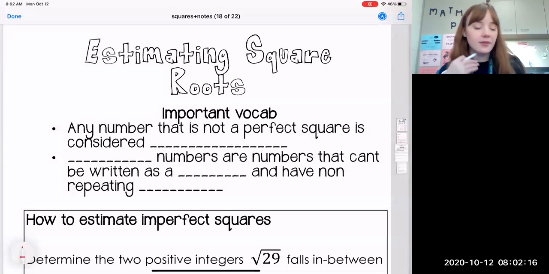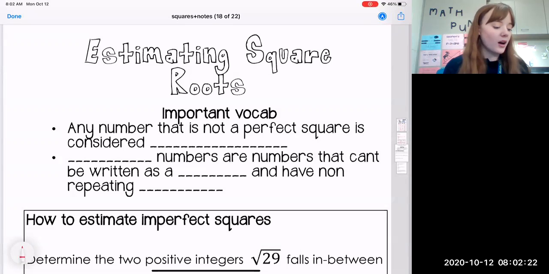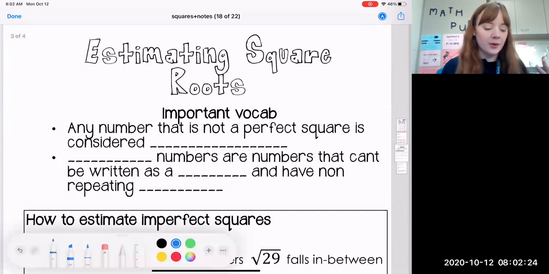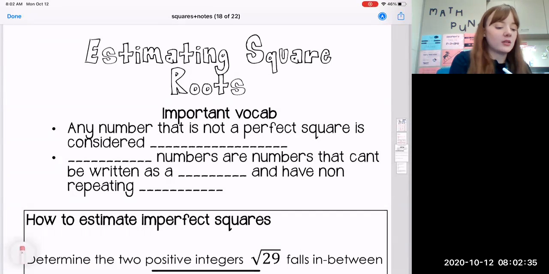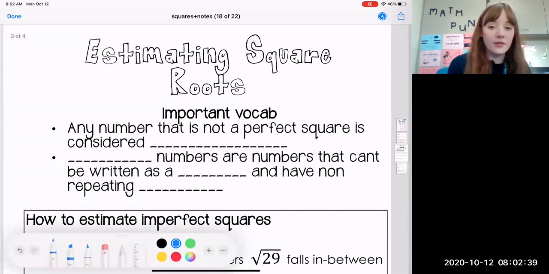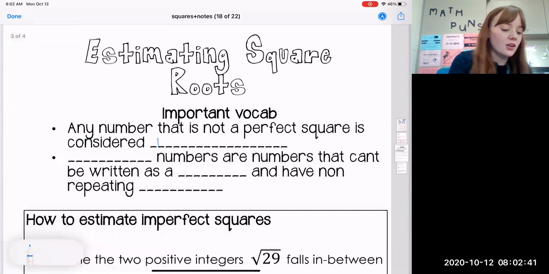Okay, so in this half of the video, we are going to be estimating square roots of non-perfect squares, of imperfect squares. We need to know a couple new vocab words for this lesson just because these will be questions that you are asked. Any number that is not a perfect square is considered irrational, or the square root of a number that is not a perfect square is considered irrational.